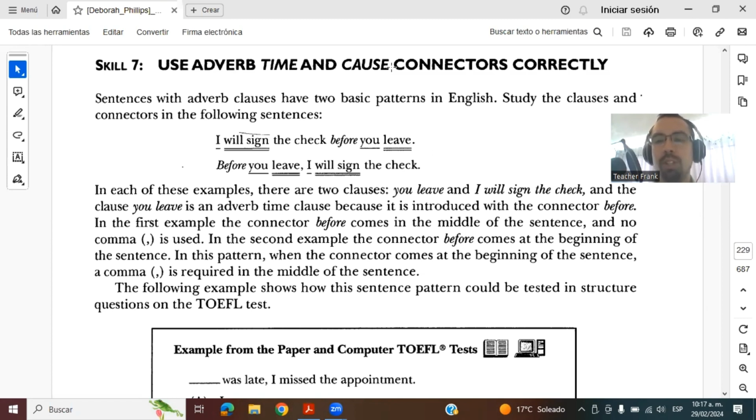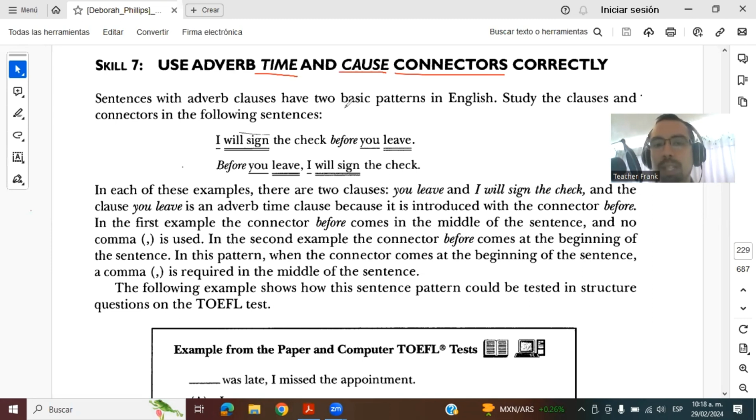In this class, we're going to be checking out how to use adverb, time, and cause connectors correctly, which is Skill 7 for the structure part. Now, last class, on Skill 6, we saw this idea of connectors. And the connectors, we already know, are words that connect two subjects and two verbs, or a pair of clauses. In this case, we're going to be looking specifically at time and cause connectors.